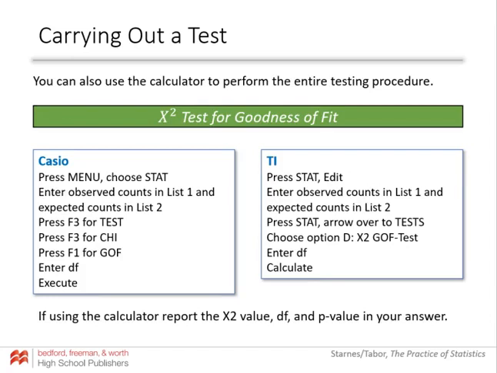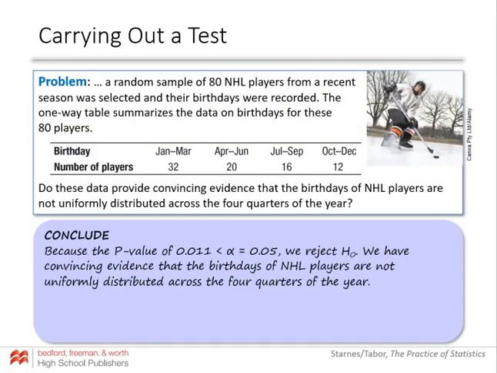All right, just like with all of our other tests, we can also use the calculator. If you're going to do that, which is totally fine, you need to enter the observed counts in list 1, so the data from the problem, and then the expected counts in list 2. And then I would also write those expected counts on your paper. Make sure you report, again, the chi-square value, the degrees of freedom, and the p-value from the calculator in your answer. All right, and then same conclusion as we've been doing: because the p-value is less than 0.05, we reject the null hypothesis.